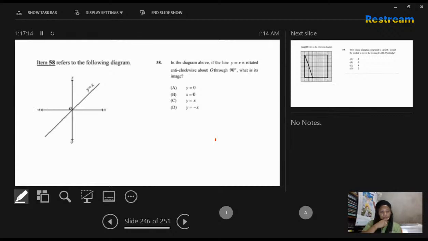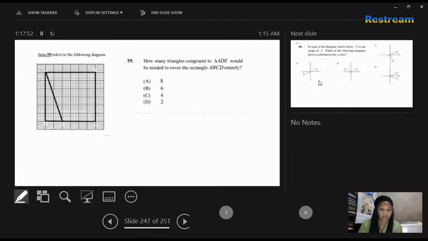Number 58. In the diagram above, if the line y equals x is rotated anticlockwise about the origin through 90 degrees, what is the image? So that's the line now. What's the equation of that line? That would be y equals negative x. So this is the line y equals x, and that's the line y equals negative x. Okay, Asar.